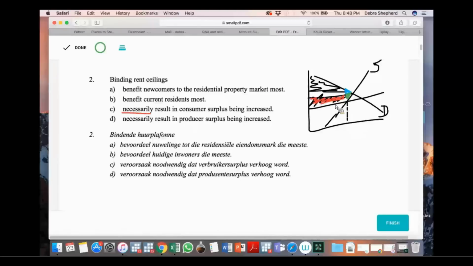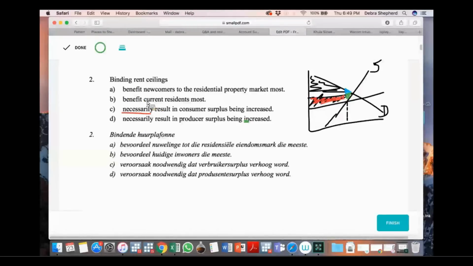And then this part here that's now part of consumer surplus, colored in red, was previously producer surplus. So one thing we can be definitely sure about a binding rent ceiling is that it necessarily results in producer surplus being decreased, not increased. So if this had said necessarily results in producer surplus being decreased, then D would have been correct. So C is incorrect, D is incorrect. So now we have to choose between A and B.